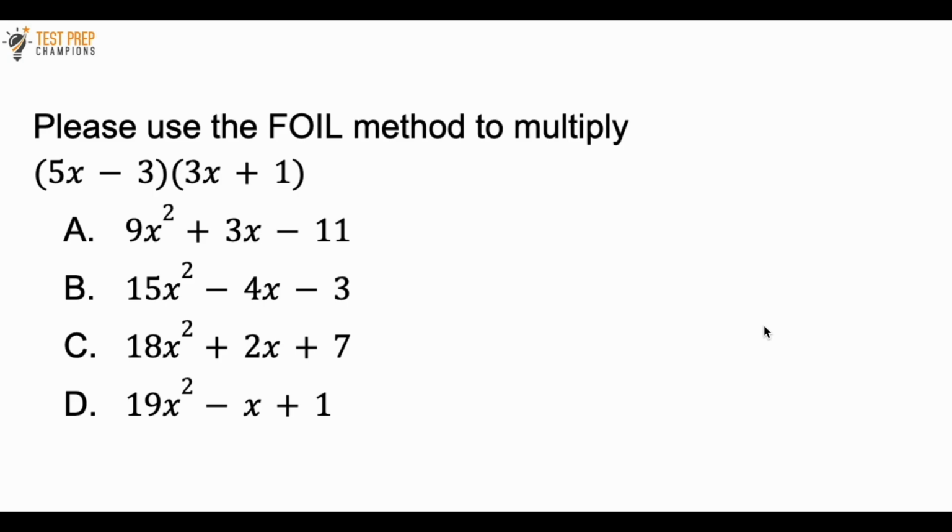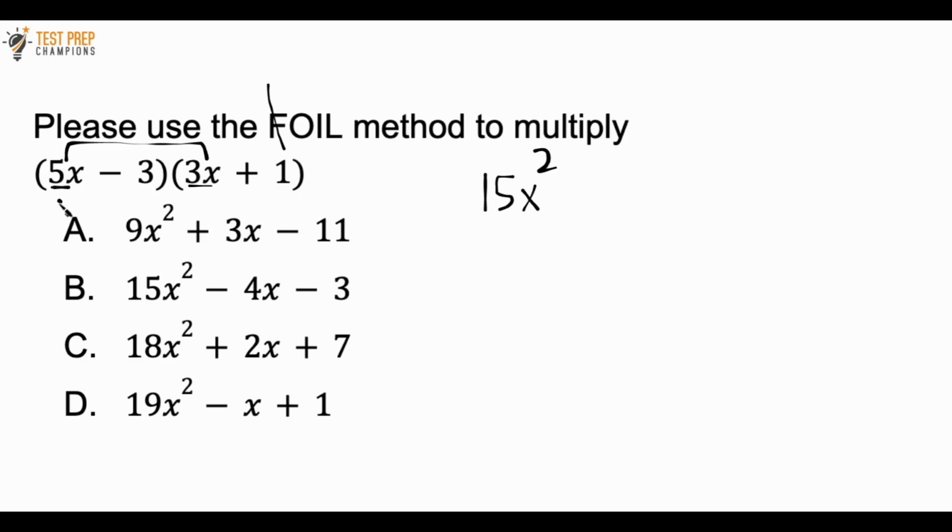We use the FOIL method to multiply two binomials together. The F stands for first, the O stands for outer, the I stands for inner, and the L stands for last. So we want to start by multiplying the first term in each binomial. In other words, we're going to start by doing 5x times 3x. So 5x times 3x is 15x squared, right? That takes care of the first.